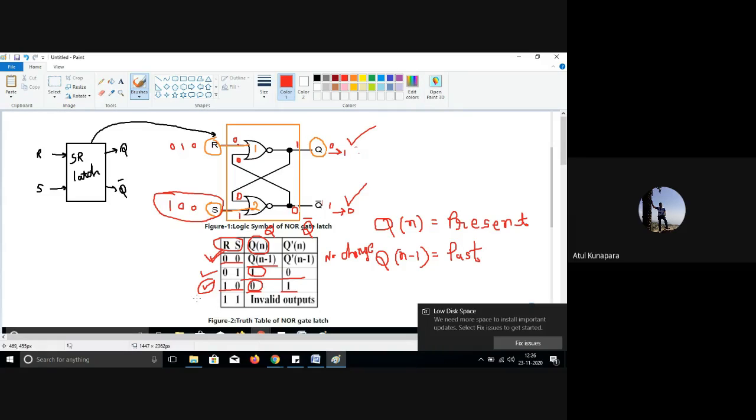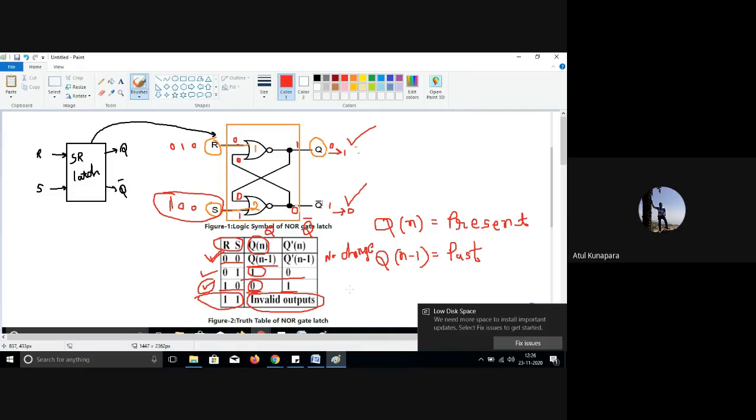But the last condition, that is both are 1, 1. You are keeping S equal to 1 and R equal to 1. That is considered as the invalid output. Why is that so? Because when you are giving R and S both equal to 1, 1, you will be getting your output Q and Q bar either 0, 0 or 1, 1, and that is, you can say, an unacceptable condition. So that is considered as an invalid input.